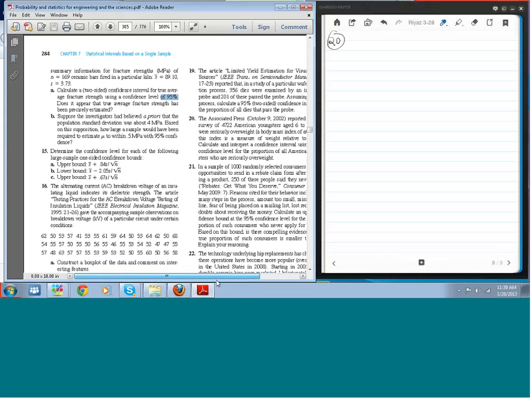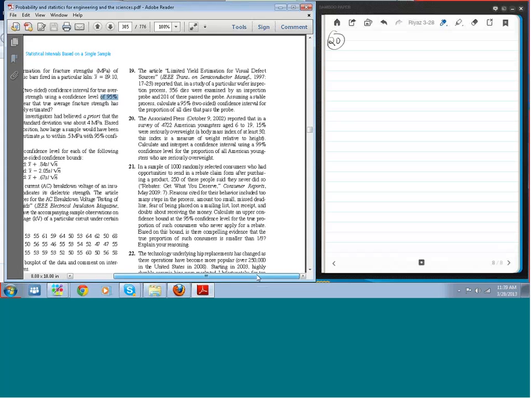All right, so where is this question number 20? Okay. Reported that in a survey of 4722 American youngsters, so n equals 4722. When the data is this large, even if you don't have the population standard deviation, you can still use Z. It's so large that you feel pretty confident. And I want to explain the reason though.